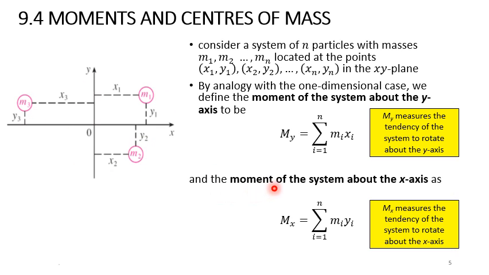And also there is a moment of the system about the x-axis. So about the x-axis, you have to measure the distance of the particle from the x-axis. So for m1, with coordinates x1 and y1, the distance of particle m1 from the x-axis is given by y1. M2, the distance is y2. M3, the distance is y3. Thus, Mx, the moment of the system about the x-axis, is given by the product of each mass times the distance from the x-axis respectively, which is the y-coordinate. So Mx measures the tendency of the system to rotate about the x-axis.